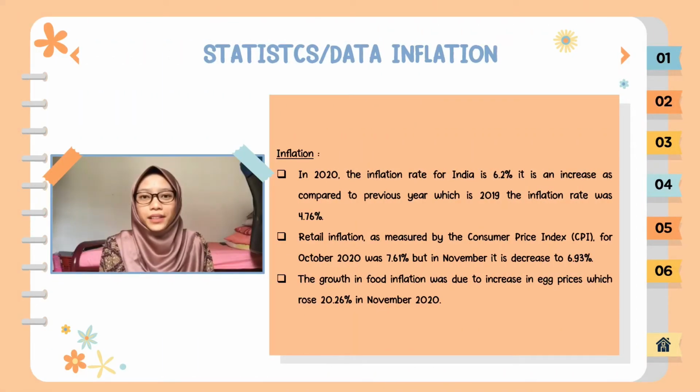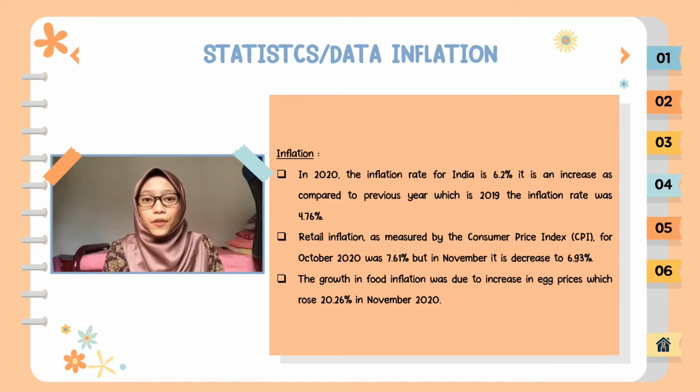In 2020, the inflation rate of India is 6.2%. It has increased compared to previous years; in 2019, the inflation rate was 4.76%. The retail inflation as measured by the Consumer Price Index (CPI) for October 2020 was 7.61%, but in November it decreased to 6.93%. The growth in food inflation was due to an increase in egg price, which rose 20.26% in 2020.